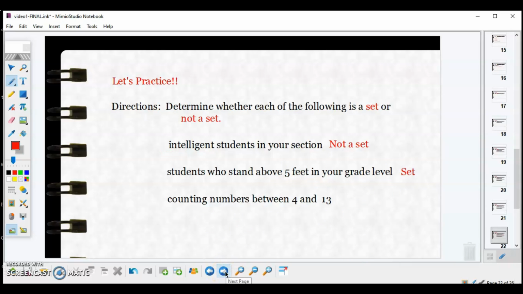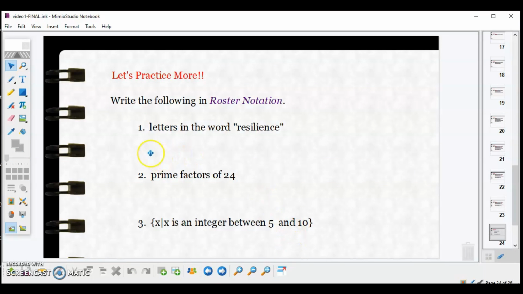And for the third one, counting numbers between 4 and 13, it is a set also because we know what counting numbers are. Counting numbers are the ones you use for counting. So when we say between 4 and 13, they are excluded. So we have 5, 6, 7, up to 12. Okay? And enclosed by braces. There you have it. Okay, let's have some practice on the following.